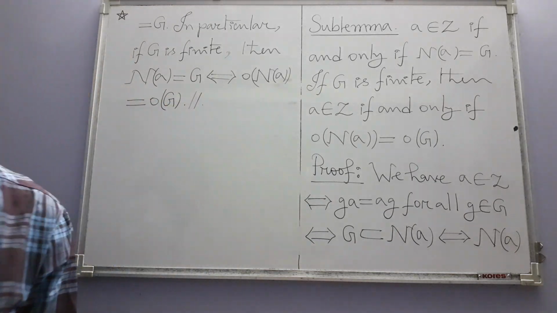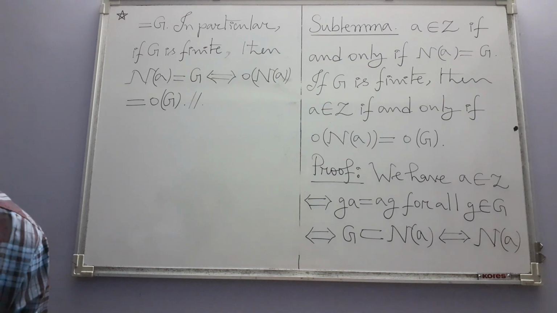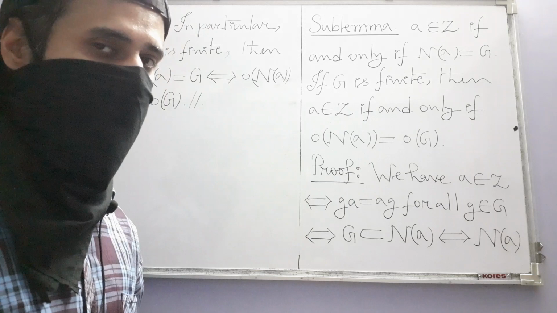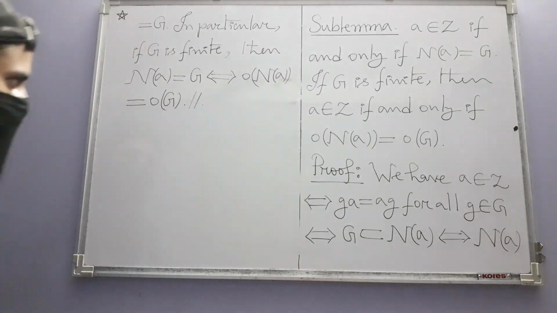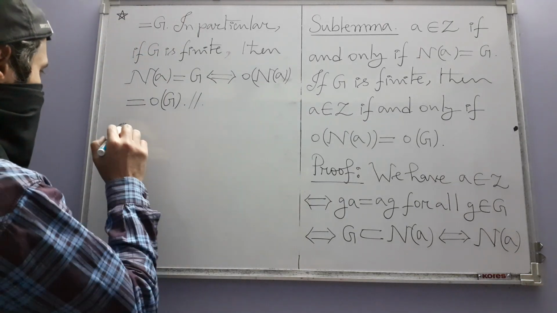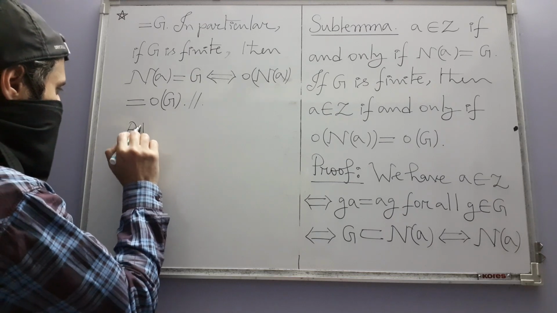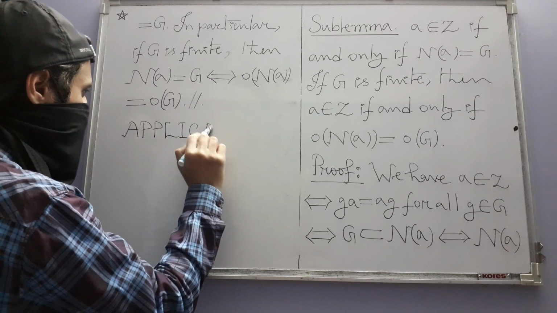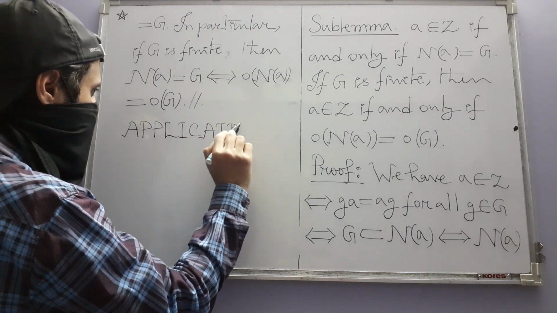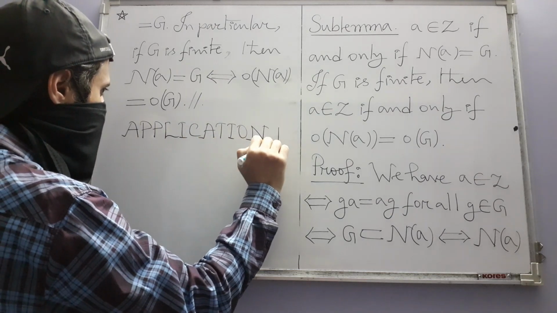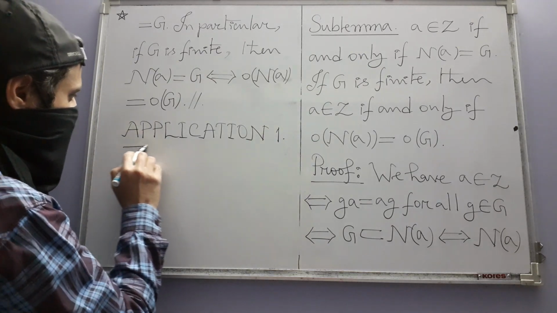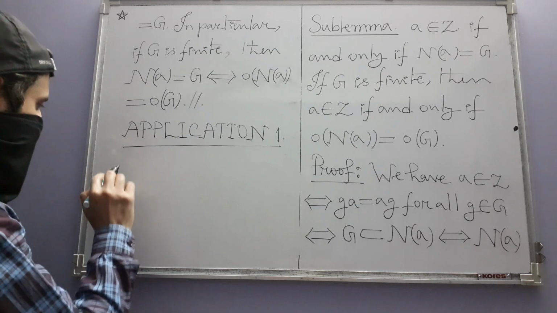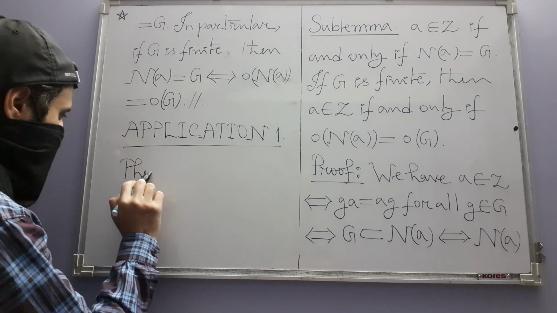Now we are going to go to the consequences. These consequences have been named applications of the class equation. So this is going to be application 1. That's how it appears in the text, and the result is this theorem.